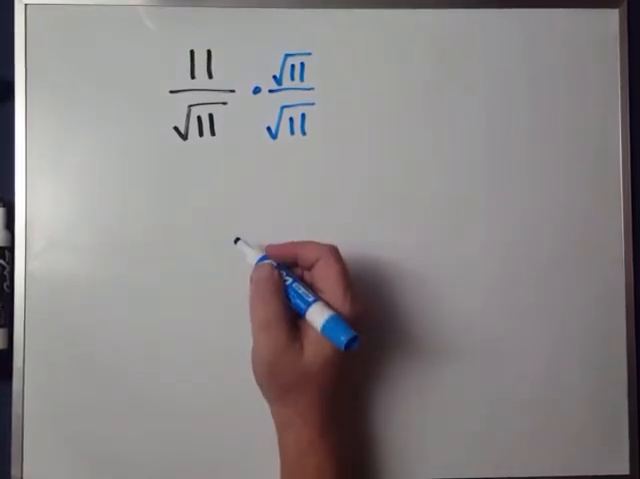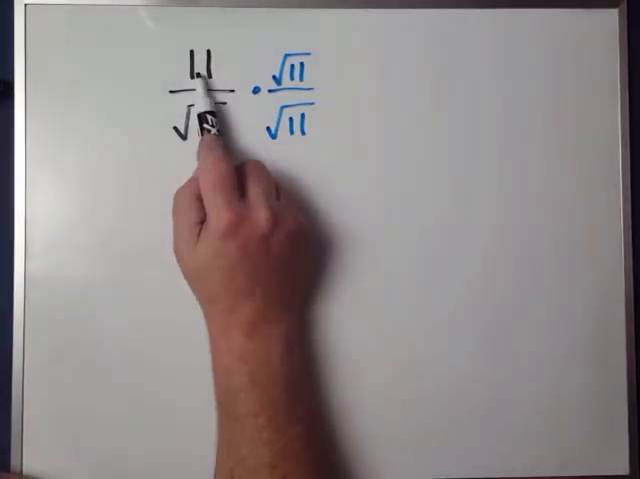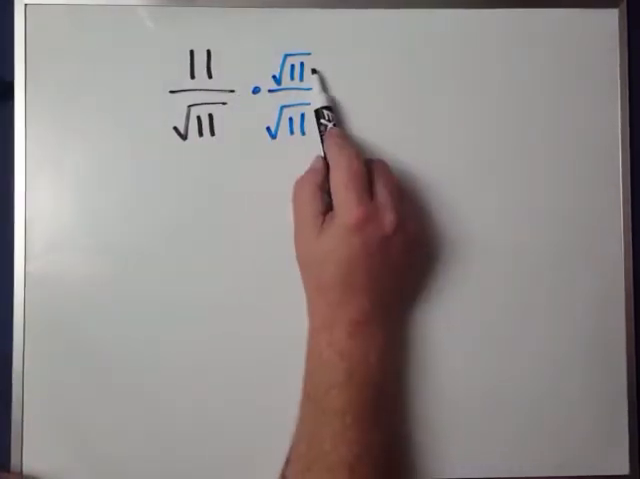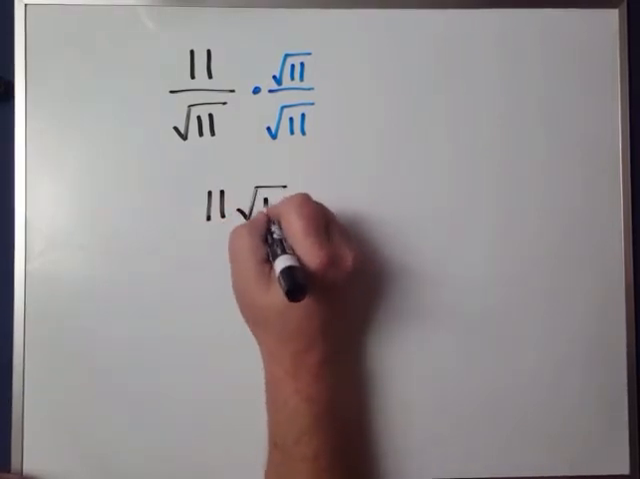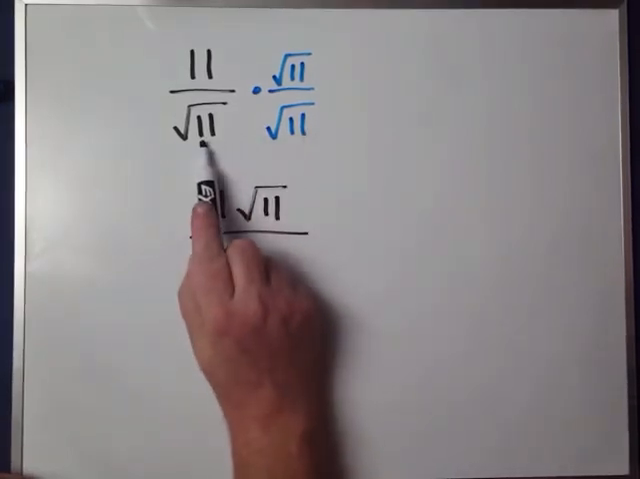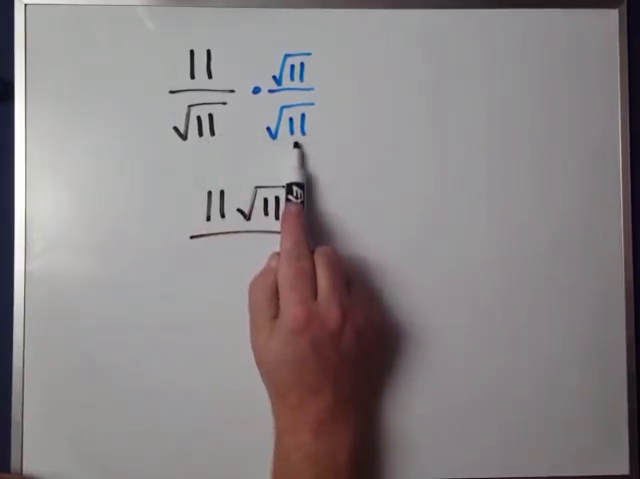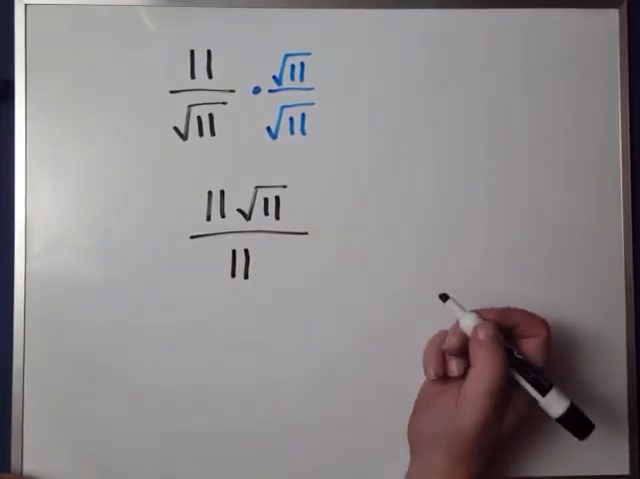Multiply the top and bottom by the square root of 11. In the top, this 11 is on the outside, that 11 is on the inside, so we have 11 square roots of 11. In the bottom, square root of 11 times itself, well, that's just 11.